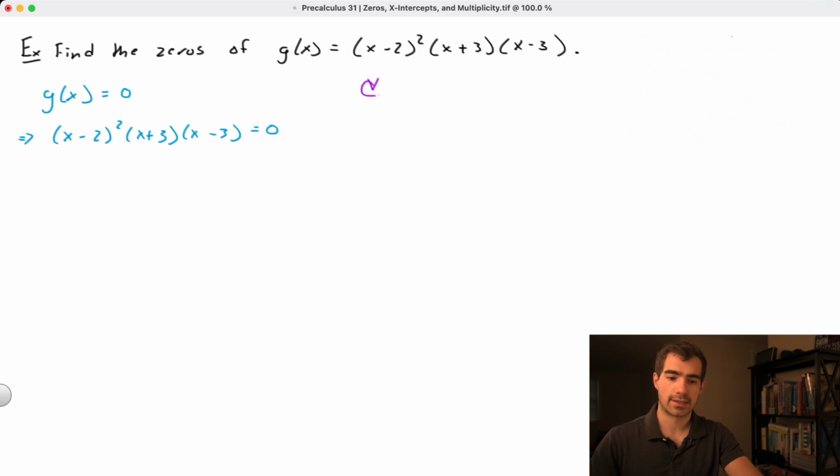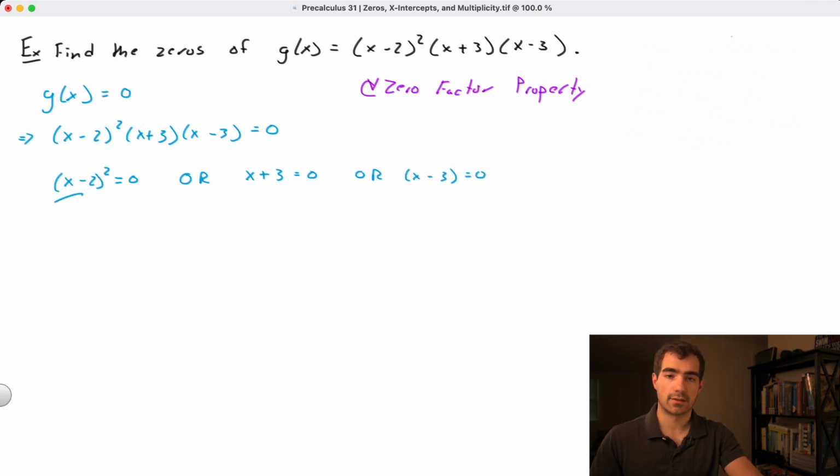And we can again utilize the zero factor property to do this. In other words, for this whole expression to be 0, at least one of these 3 factors would have to be. And so we can then solve for when x minus 2 squared is equal to 0, or for when x plus 3 is equal to 0, or for when x minus 3 is equal to 0. And so if we start here on the left, we can begin by taking the square root of both sides. In this case, that's just 0, so we don't have to worry about the plus or minus since 0 is not positive or negative. And so we'll have x minus 2 equal to 0.